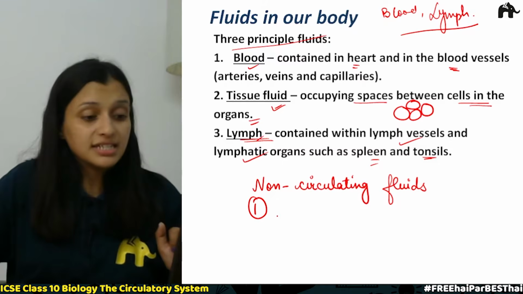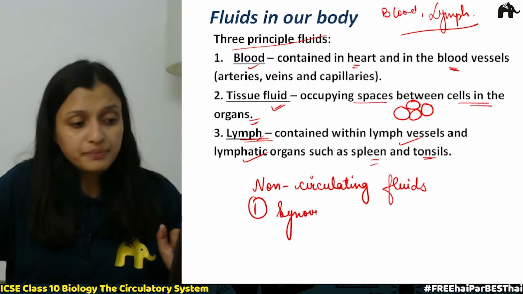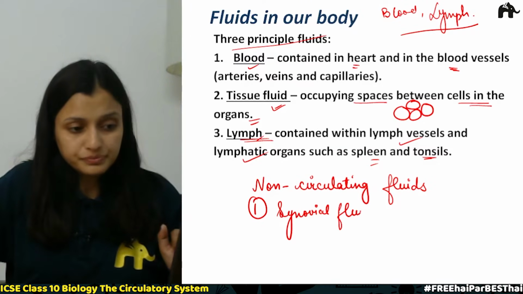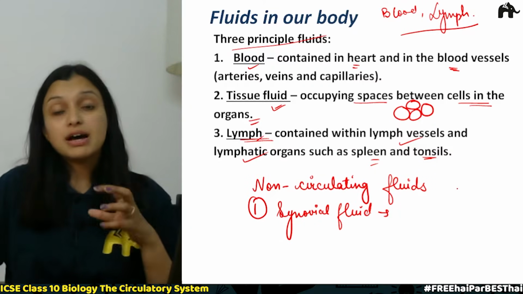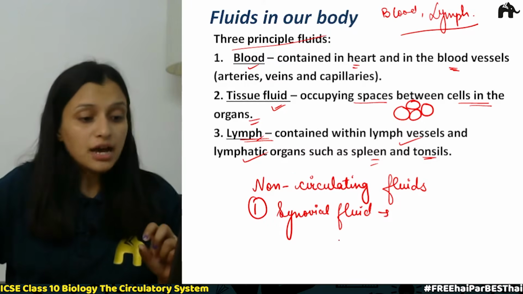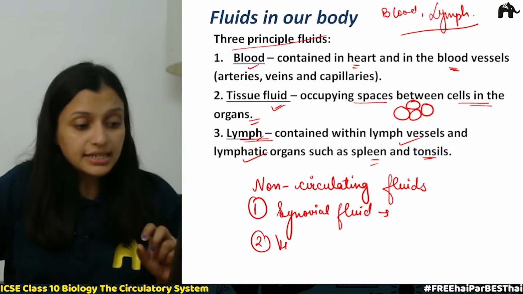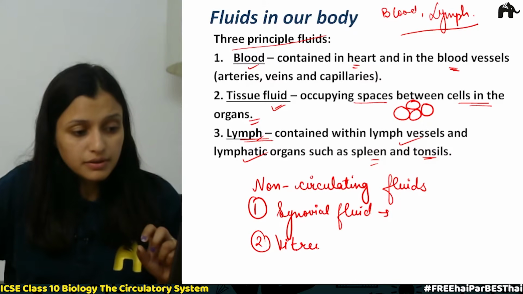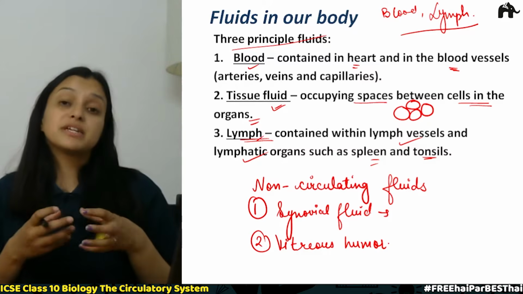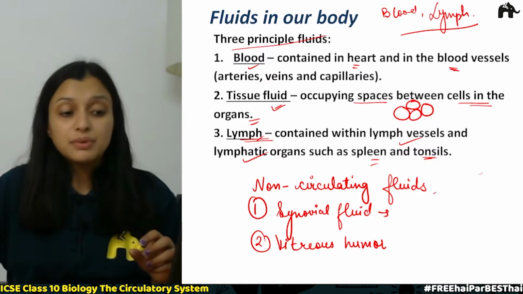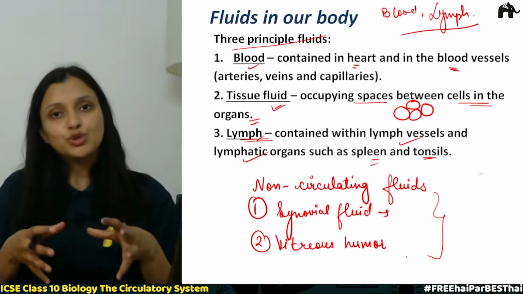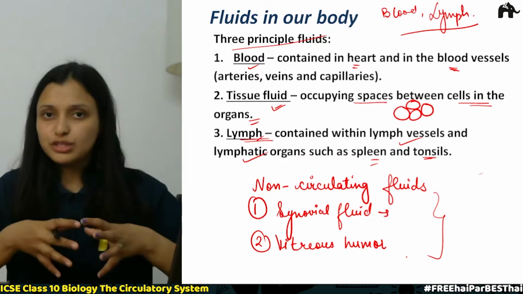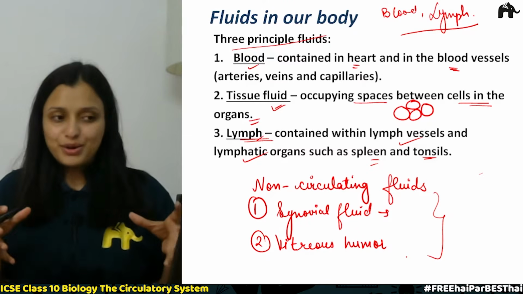So the first one is the synovial fluid. This is the fluid which is filled inside the cavities of our skeleton joints, right? Now there is another fluid, the vitreous humor, right? So where is it present? It is present in our eyes. So these are some non-circulating fluids that are present in our body and confined to a particular area, right? They do not move out of that area. So I hope this is clear.